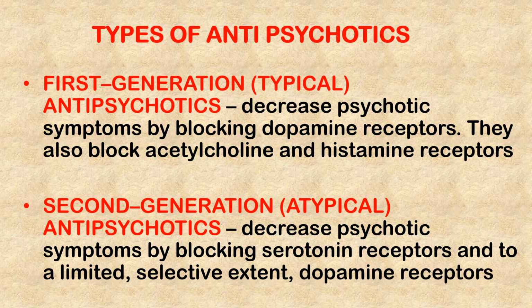There are two main types of antipsychotics. The first generation or typical antipsychotics were developed in the 1950s. These drugs decreased psychotic symptoms by blocking dopamine receptors. They also block acetylcholine and histamine receptors. The second generation or atypical antipsychotics, on the other hand, decrease psychotic symptoms by blocking serotonin receptors and to a limited, selective extent, dopamine receptors.